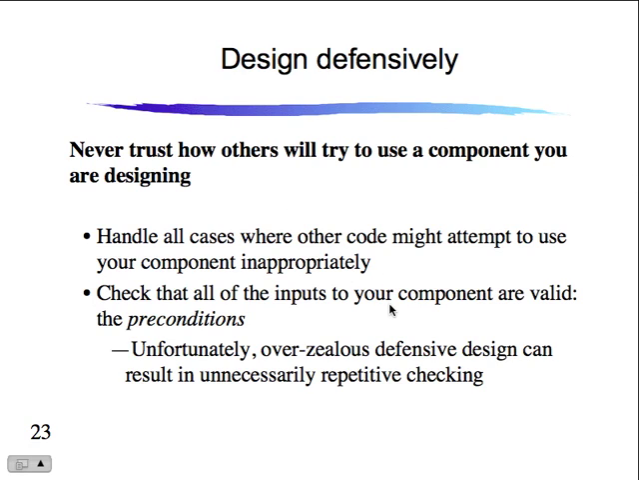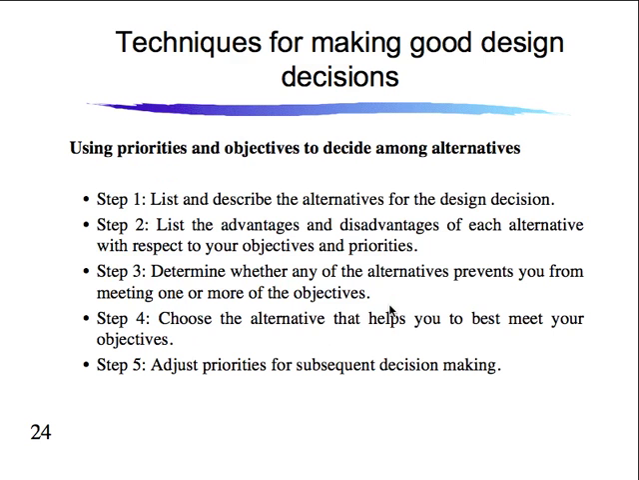Check that all of the inputs and the components are valid, the preconditions. Unfortunately, overzealous defensive design can result in unnecessary repetitive checking, like 12 password checks to get into the main menu, or an excessively slow running system because it's checking everything. Highly defensive. So, techniques for making a good design decision: using priorities and objectives to decide among the alternatives. That's actually the biggest technique.